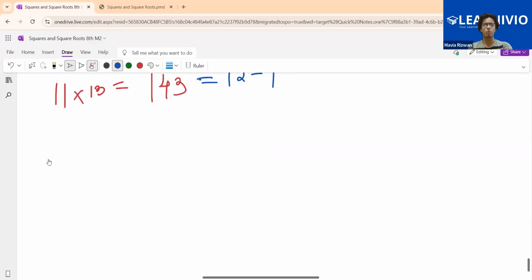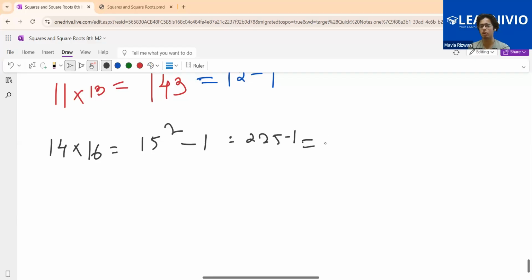Suppose I have 18 and 20. Or let's pick an easier one. Let's pick 14 and 16. 14 into 16. Now without multiplying 14 and 16, I know that this is 15 square, because between 14 and 16 there is 15. The number between them, squared, minus 1. So 15 square minus 1. 15 square is 225, so 225 minus 1 is 224. So 14 into 16 we can directly say is 15 square minus 1, that is 224. Is this clear to all of you?